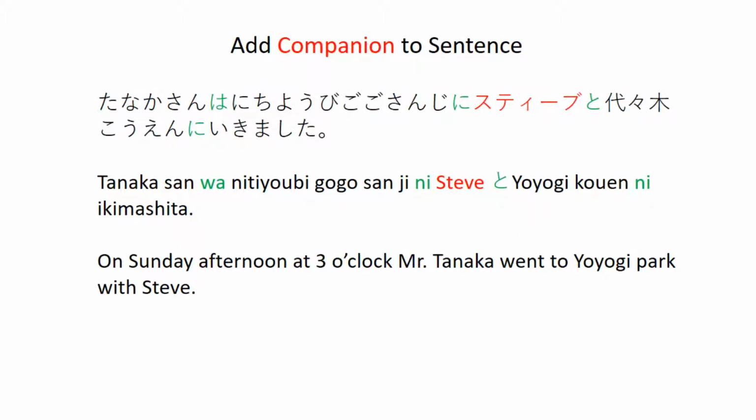Now we're going to add companion to the sentence. Who did he go with? Tanaka-san wa nichiyoubi gogo 3 ji ni Steve to Yoyogi Koen ni ikimashita. So he went with Steve. You will notice that Steve is followed by the particle to, which is the marker for companion. We now have 4 particles in this sentence.